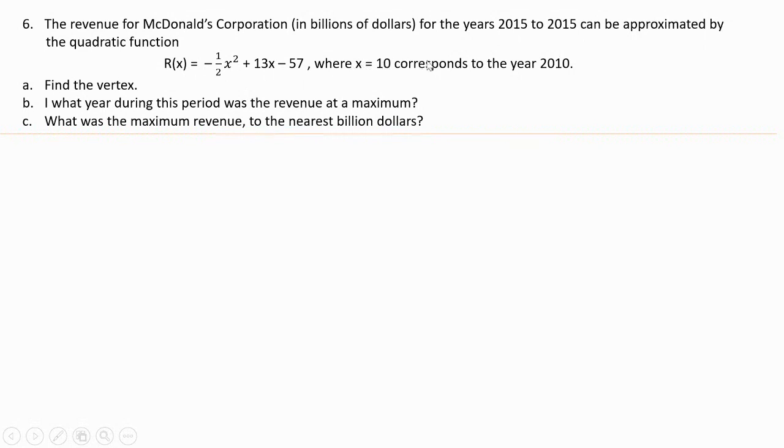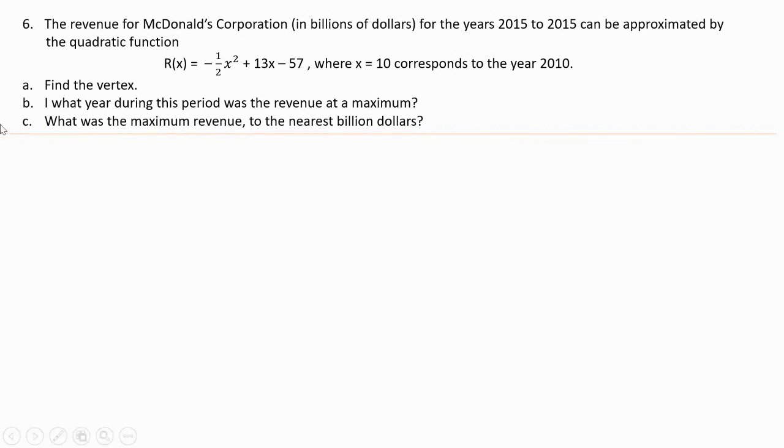Where x equals 10 corresponds to the year 2010. So in other words, if x equals 10 corresponds to 2010, then x equals 15 will correspond to the year 2015. And I repeat, this should have been from 2010 to 2015. For part A, they want you to find the vertex. For part B, they want you to find the year during this period that the revenue was at a maximum. And for C, what was the maximum revenue to the nearest billions of dollars? A students, once you find the vertex, you find the answers for B and C.